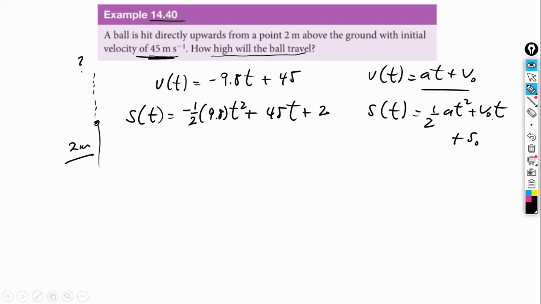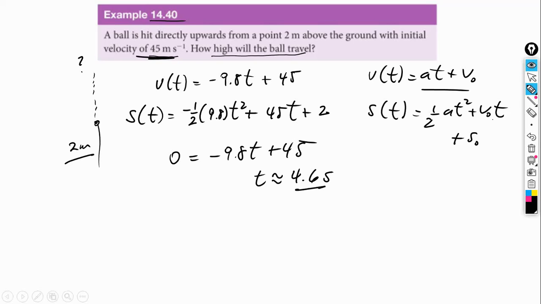Okay, but we still need the time in order to see how high the ball will travel. But notice that velocity is going to equal 0 when the ball reaches the highest point, right? If you throw a ball straight up into the air, it's going to go up, up, and up until it stops. And that is due to the action of gravity, of course. So we have to solve for velocity equaling 0. So 0 equal to minus 9.8t plus 45. And then if we solve for t here, we're going to get that the time is approximately 4.6 seconds. So after 4.6 seconds, the ball is going to stop.